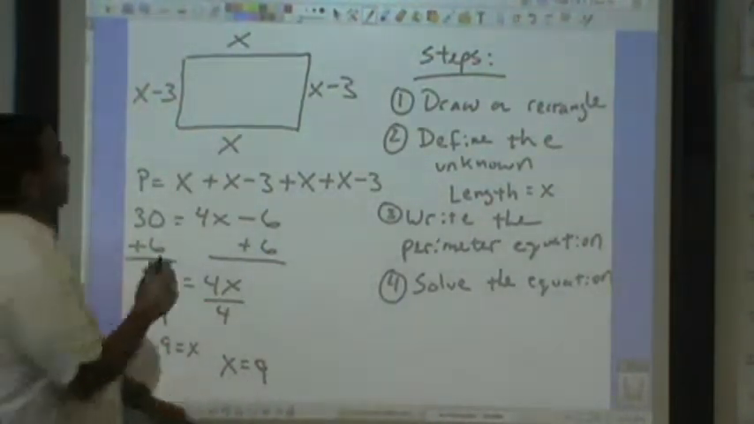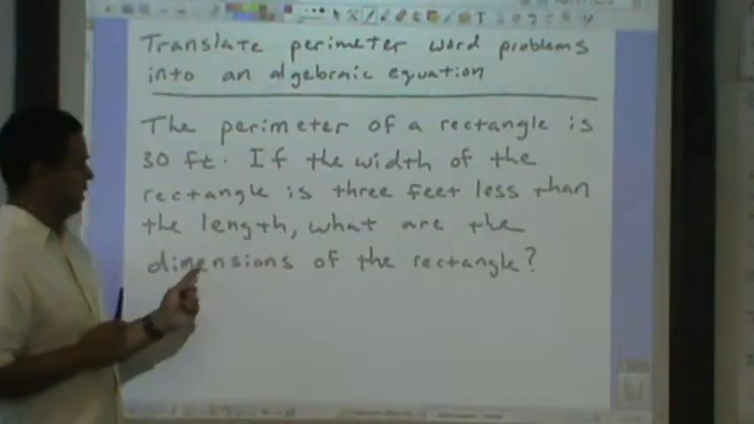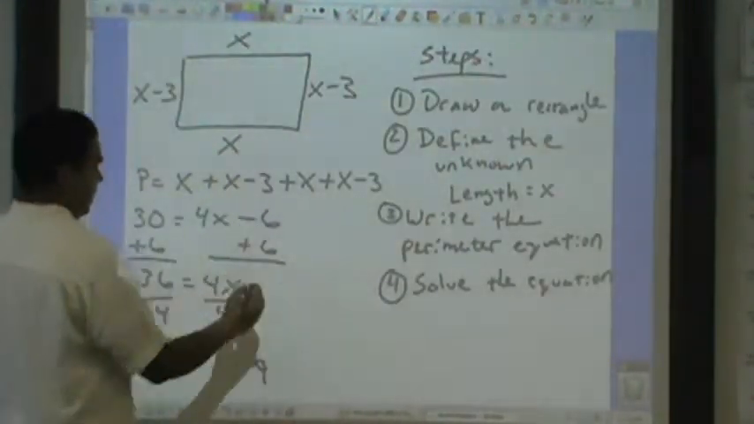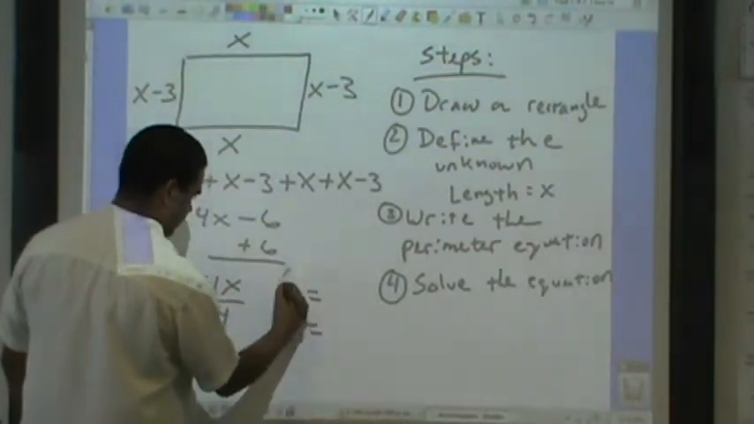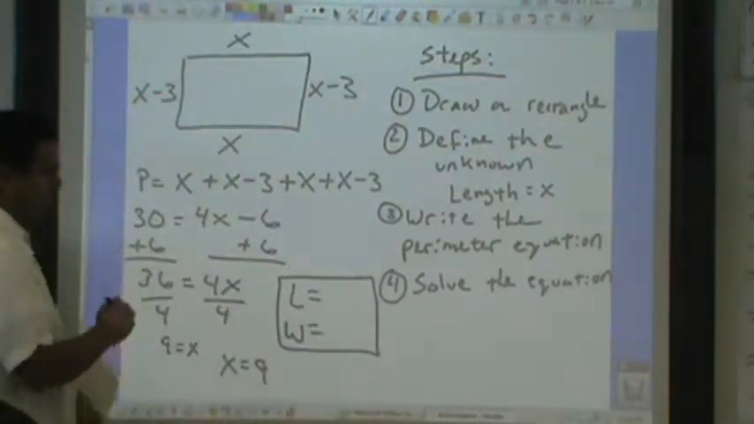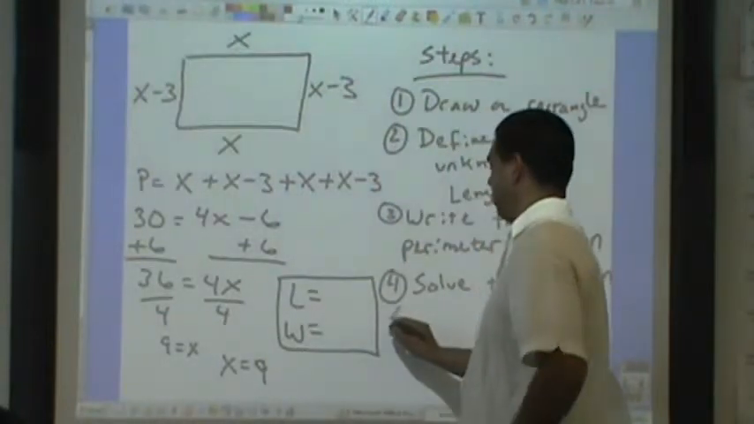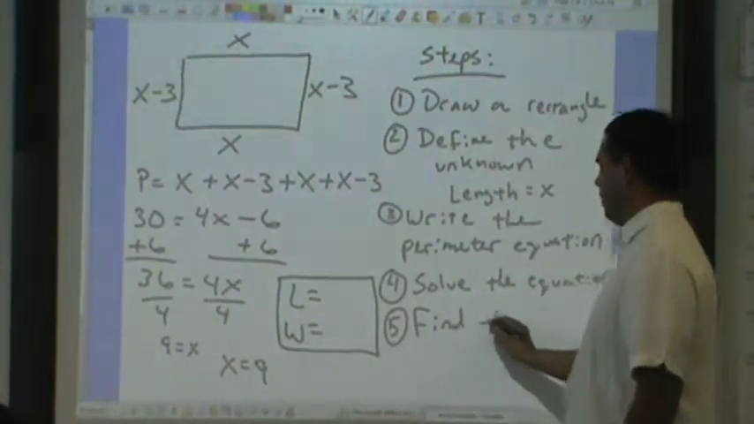No. What did we ask for? Dimensions. What are the dimensions of the rectangle? So the dimensions means length equals, width equals. So after we solve the equation, the last step is to find the dimensions.